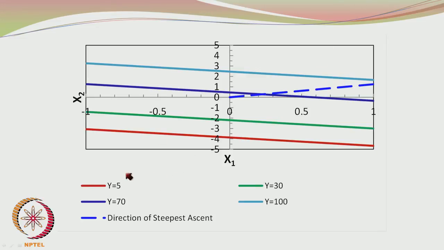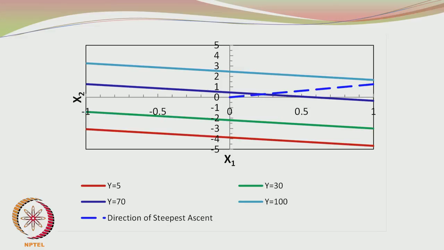We are fixing different responses for y. Y is 5, y is 30, y is 70, and y is 100. So these are the different responses, and you can see that for each of these responses y, there is a line. So for y is equal to 5, we have this line. For y is equal to 30, we have this line. For y is equal to 70, we have this line. And y is equal to 100, we have this line.